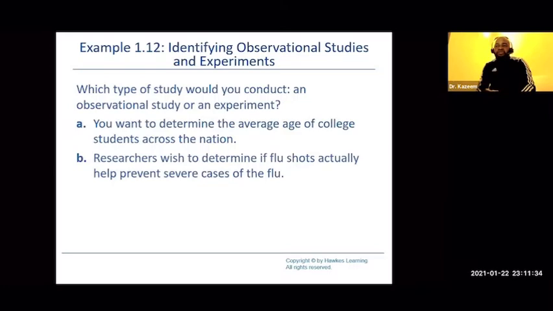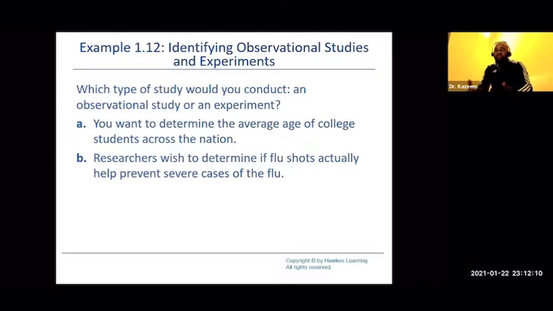Okay, now we have an example right here. Which type of study will you conduct? An observational study or an experiment? Take a look at the question. You want to determine the average age of college students across the nation. Of course, the study is going to be observational. All you need to do is draft a questionnaire and ask these students about their age. That's all. That's an observational study.